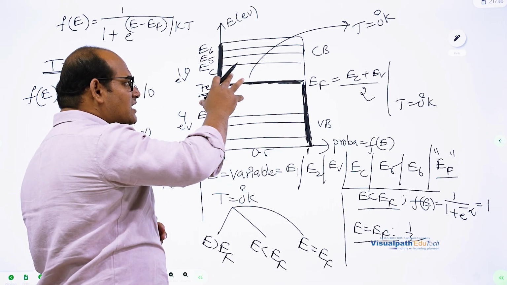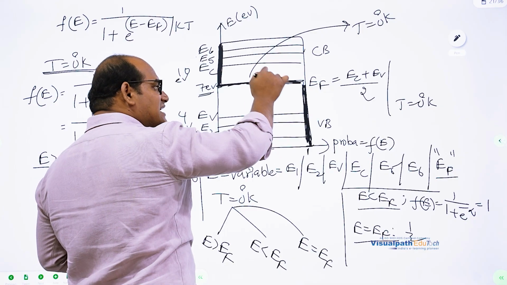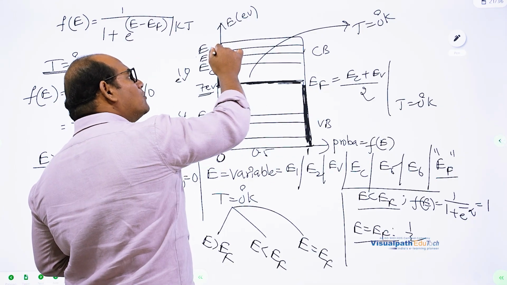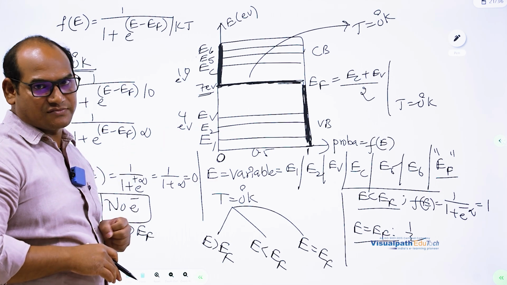This diagram is giving the information that when E is less than EF, probability is 1. That means electrons are available here. Here probability is 0. So, electrons are not available here. That information we are getting from this one.